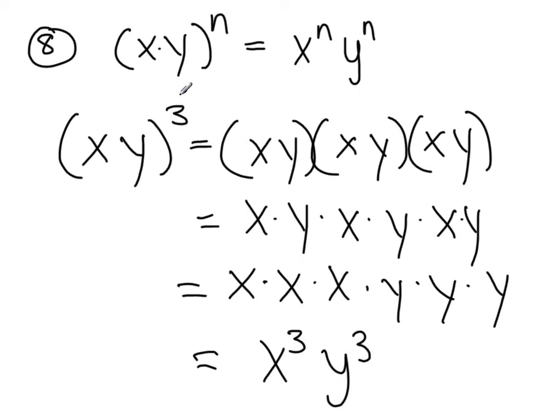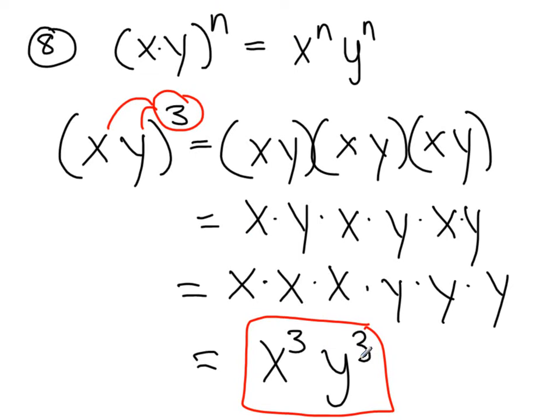So you could kind of see we took this 3, so to speak, and distributed it to each exponent. So just like the n here, it went to each one. That's what occurred. So here's our answer.